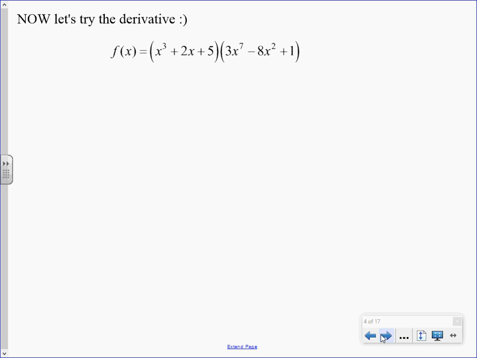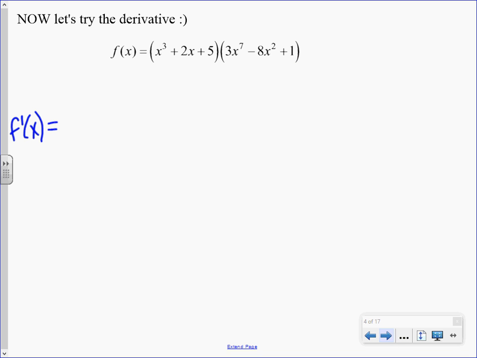So when we're getting to the point where we have multiple rules, when you look at a function, you need to decide what does it look like. Does it look like something I can write as individual terms a x to the n? This one does not. Well, we could write it that way, but it is 2 functions multiplied together, so we can use the product rule.